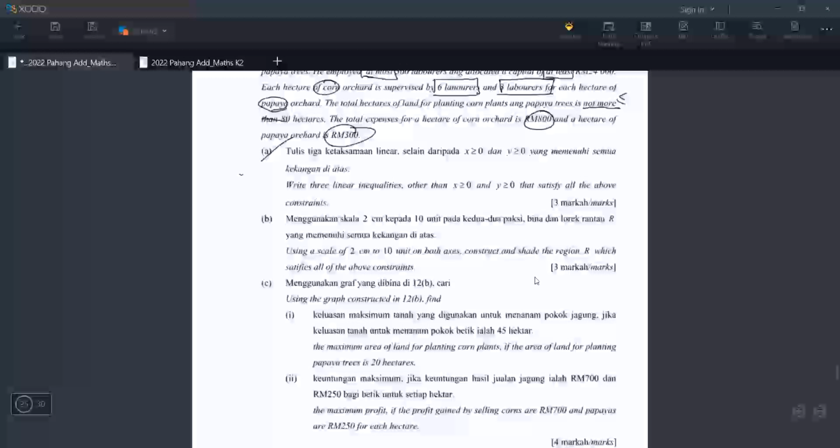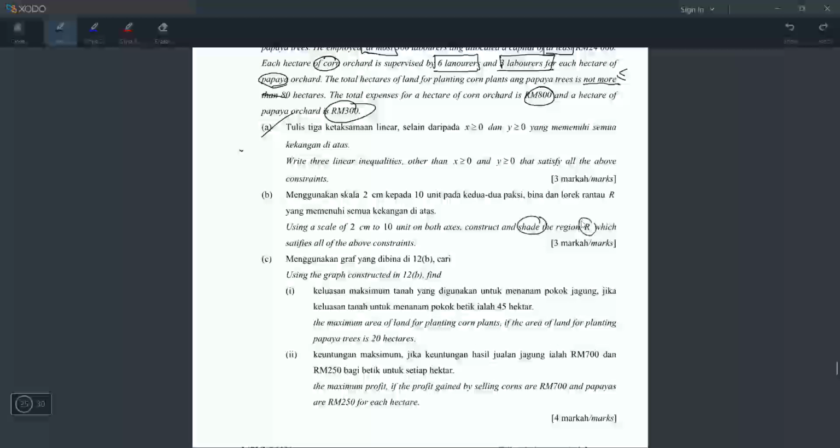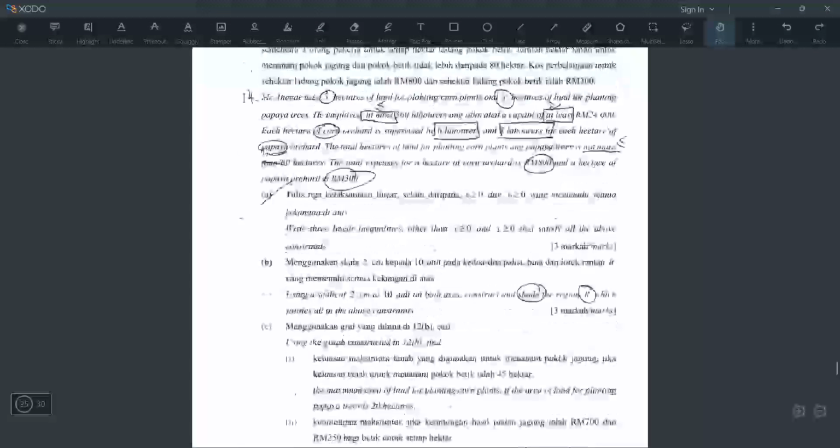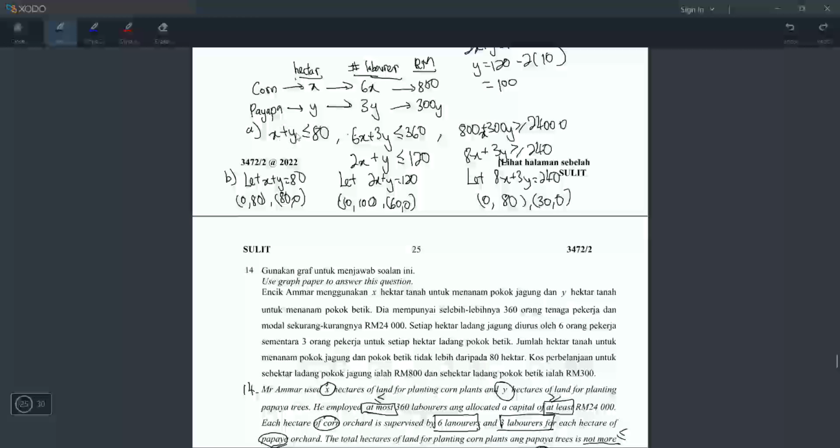But you cannot stop here because they ask you to shade. You see, construct and shade the region R which satisfies all the above constraints. So how do I shade it? I have to look at the symbol, whether it's bigger or smaller. So for the first line, x plus y equals 80, we have to make sure y is positive first, and then look from y. So y is already positive, look from y, it is smaller. So x plus y, 80, smaller.